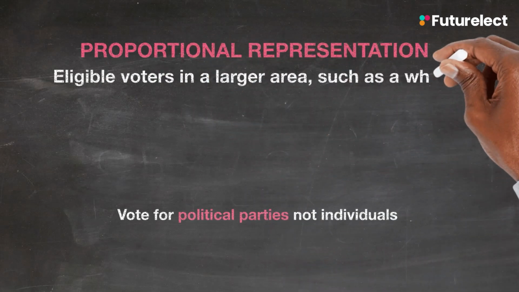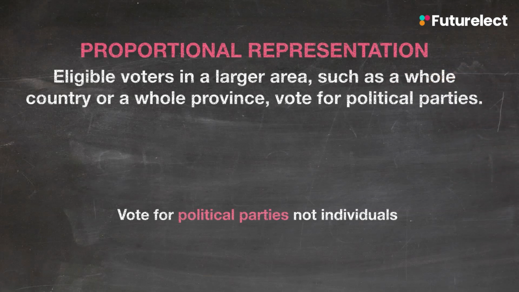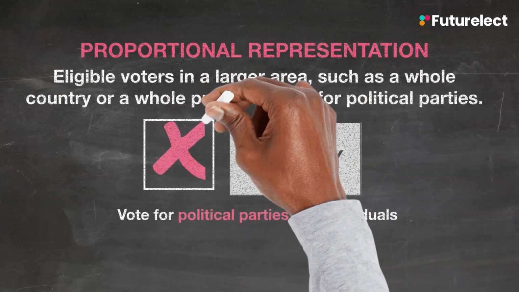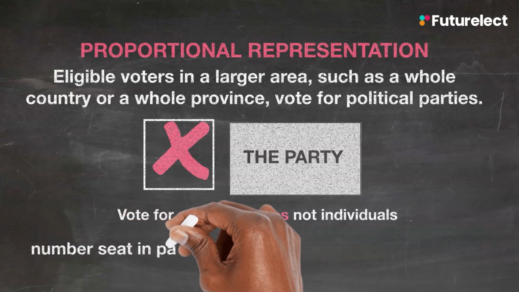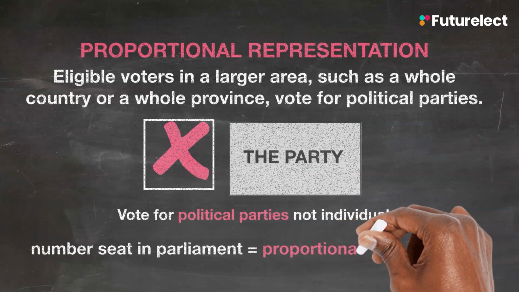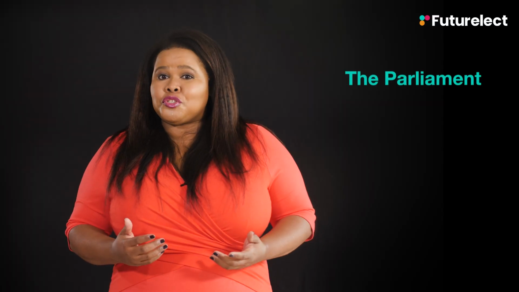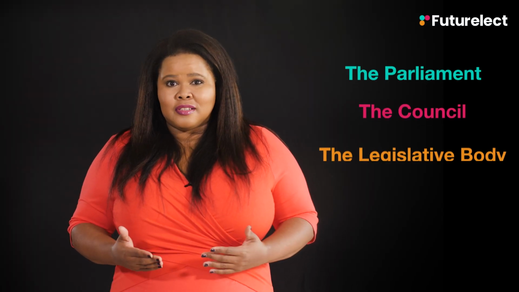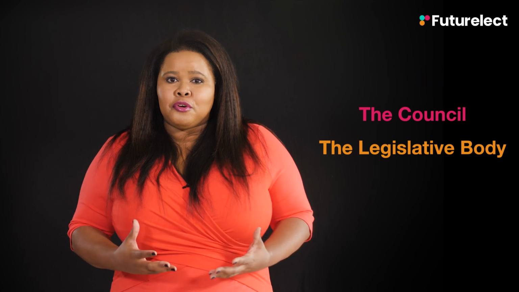Proportional representation, on the other hand, focuses on voting for political parties, not individual candidates. Eligible voters in a larger area, such as a whole country or a whole province, vote for political parties. Once the votes have been counted, each party is allocated a number of seats in proportion to the percentage of votes that they received. This ensures that the parliament, the council, or the legislative body reflects the overall share of the votes won by each political party.